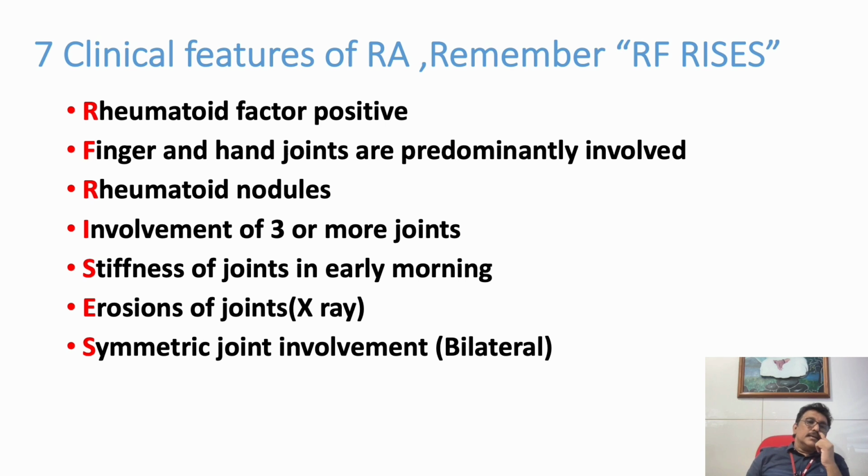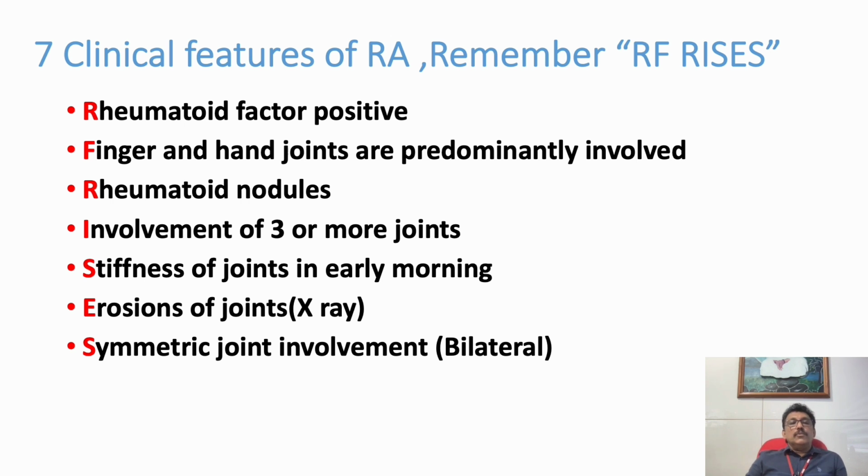Now, 7 classical features of RA, you can remember it as RF rises. Rheumatoid factor positive, finger and hand joints are predominantly involved. That itself, proximal interphalangeal joints are classically involved. Rheumatoid nodules are seen in many patients.